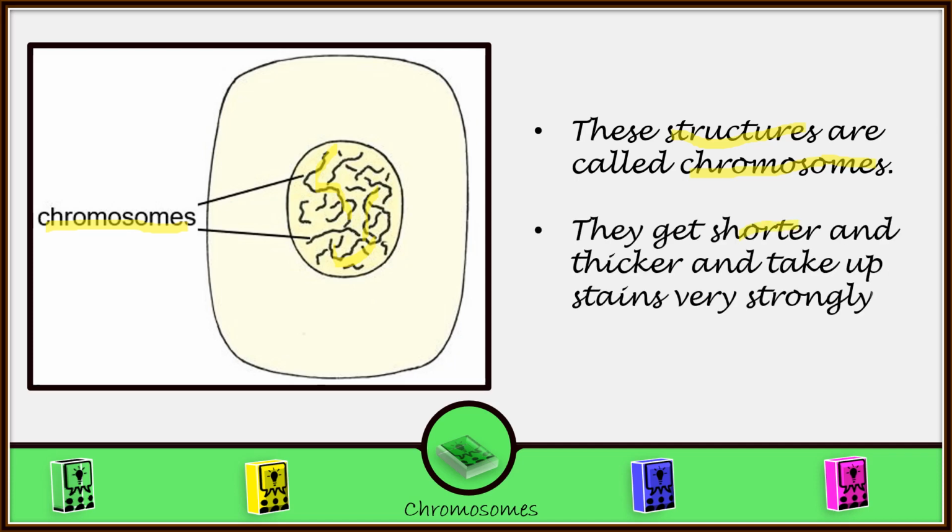They get shorter and thicker and take up stains very strongly. For example, when we are studying the chromosomes and we have given the cell the stain, we shall see that the chromosomes are shorter and thicker and they take up the stain very strongly, so that they are easily seen.